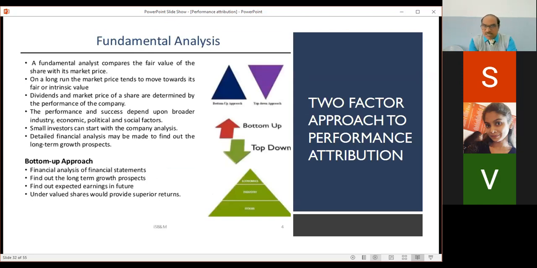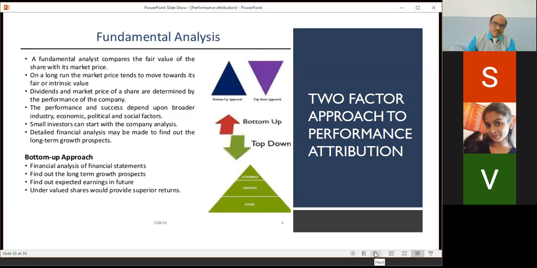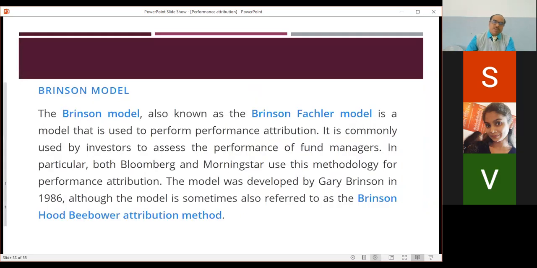Then we have discussed, if you give the input of the profit and loss account and balance sheet, it will tell, based upon the ratio analysis, how far our companies in the portfolio are performing. That is the fundamental analysis. This is purely based upon the income statement and the balance sheet.